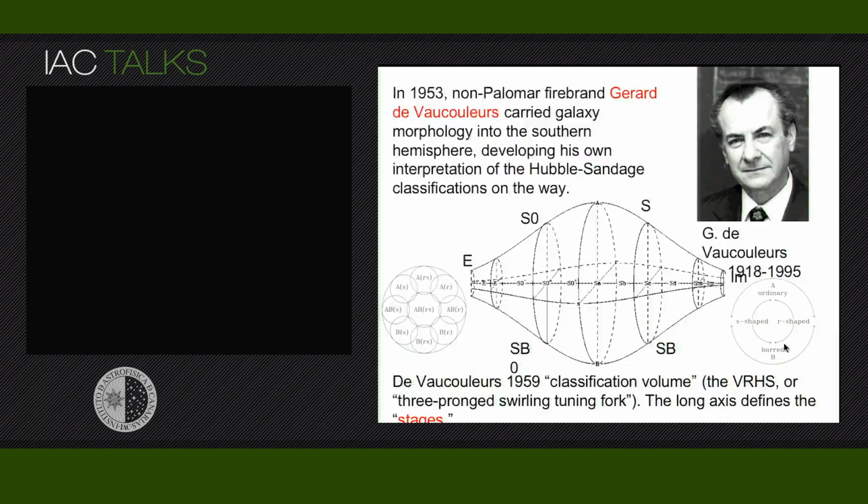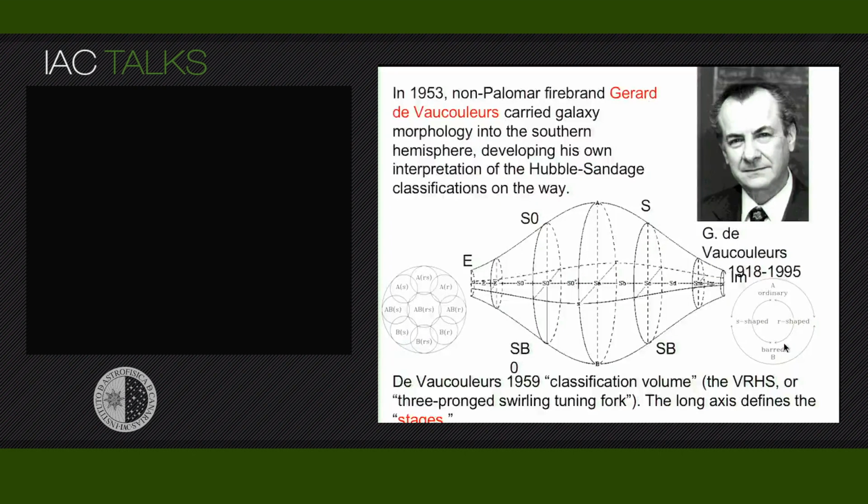Now, in 1953, we had, I call him the non-Palomar firebrand, because this man had the audacity to challenge some of the astronomers at Mount Palomar, and I know this was considered troublesome because I have talked to Alan. I've discussed this, not personally with him, but with Alan Sandage about what his views were about de Vaucouleurs, especially on issues of the distance scale work. But Gerard carried galaxy morphology into the southern hemisphere. He took some of the first pictures of well-known southern galaxies, and he wanted to classify them, but he didn't know what to do about the S0s.